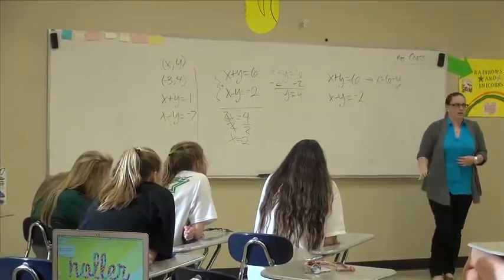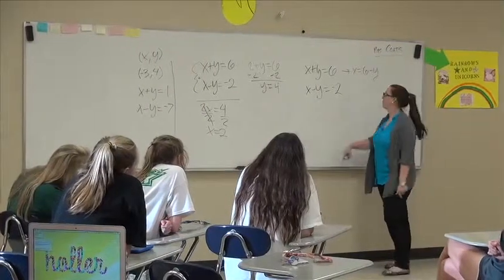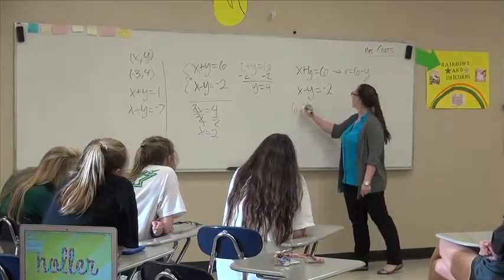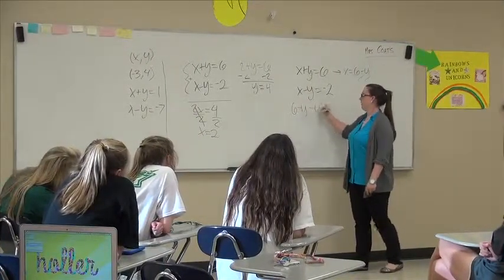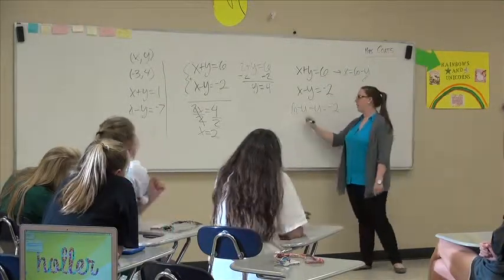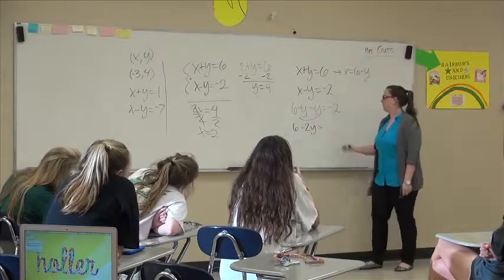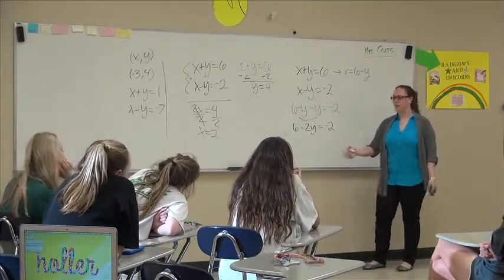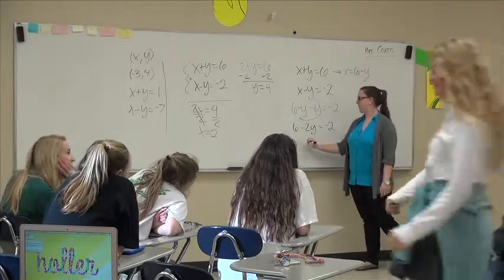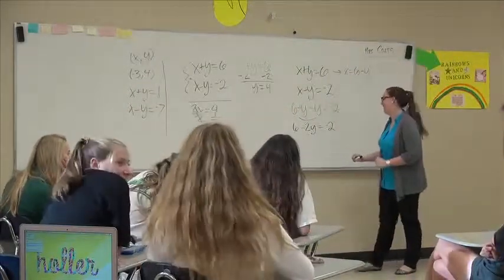Now what do I do with that x? Plug it into the bottom one. So I have 6 minus y minus y equals -2. Combine my like terms: 6 minus 2y equals -2. Then you subtract 6. Right, I have to subtract 6. You're close.